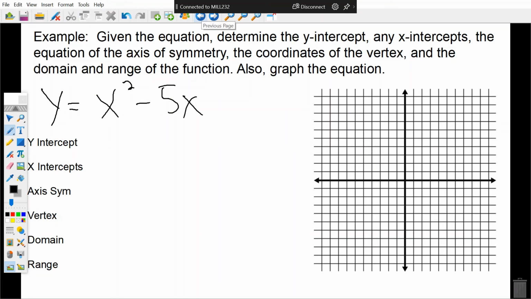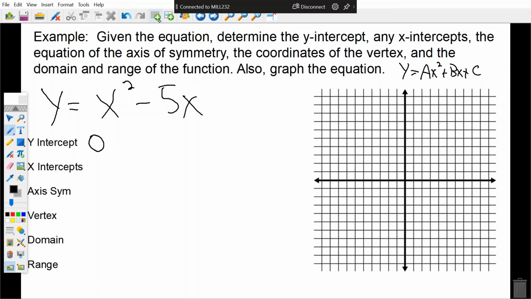Given the equation, determine the y-intercepts, x-intercepts, axis of symmetry, all that same stuff, okay? So, we know in the standard equation, y equals ax squared plus bx plus c, that the c is the y-intercept. Now, there is no c here, right? So if that's the case, that means the y-intercept is 0. Now that we know the y-intercept, we want to find the x-intercepts.